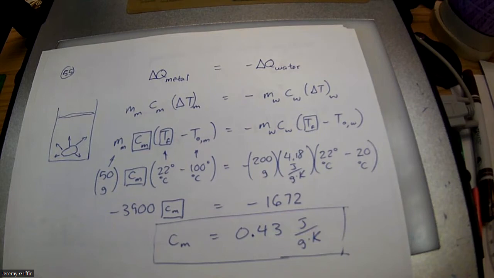That means it's 10 times more difficult to change the temperature of water compared to that metal. But you guys know that anyway, right? You put a pot of water on the stove, the metal part of the pot heats up real fast, but that water takes a long time before it starts to boil. Okay, I'll give you guys a minute to get your own answers too.